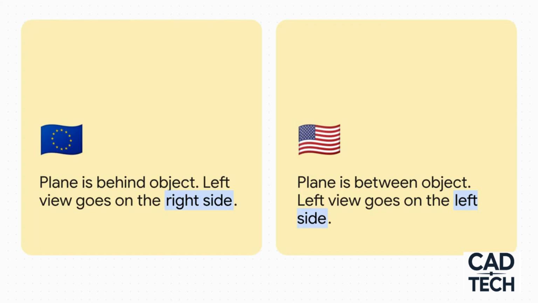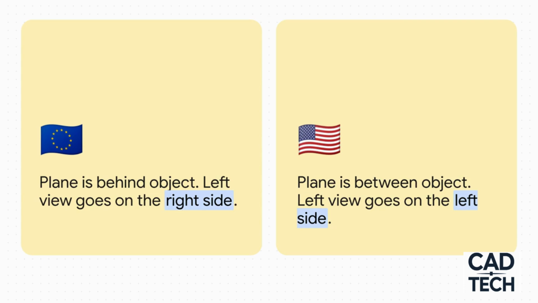But here is where it gets a little tricky, mostly because the world hasn't quite agreed on exactly how to unfold that glass box. We have first angle projection, which is really common in Europe, where the projection plane is placed behind the object. What this means in practice is that the view of the left side of the object actually gets placed to the right of the front view on the paper. I know, a bit counterintuitive. Then there's third angle projection, which is standard in North America. Here the plane is between you and the object, meaning the left view goes exactly where you'd expect, on the left.